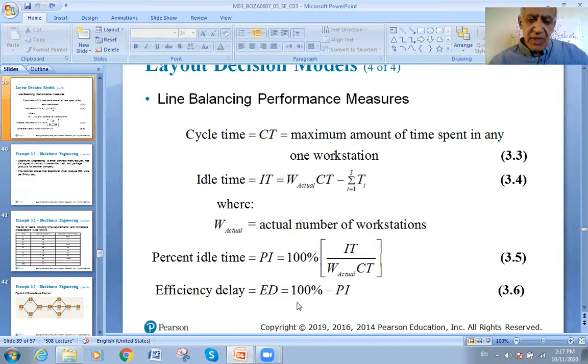Efficiency delay is 100% minus P1, which is percent idle time. So ED, efficiency delay, equals 100% minus what we get from this equation. Like if I tell you, as an example, the probability that you go is 30%, then what is the probability that you don't go to this place? It is 100% minus 30%, then it equals 70%.